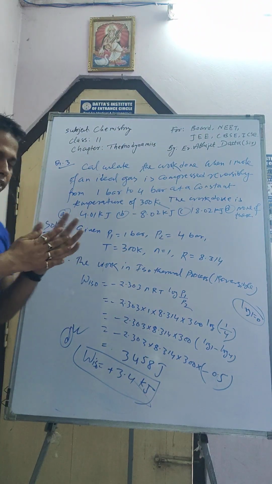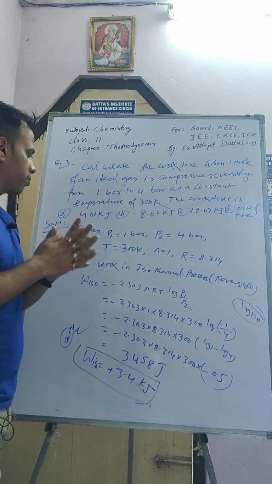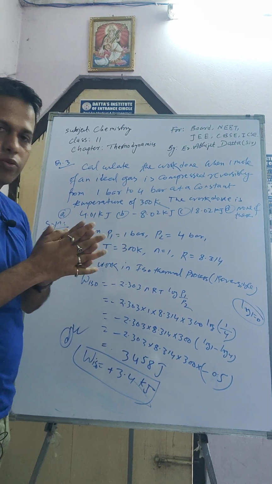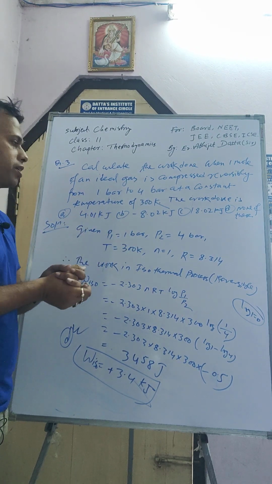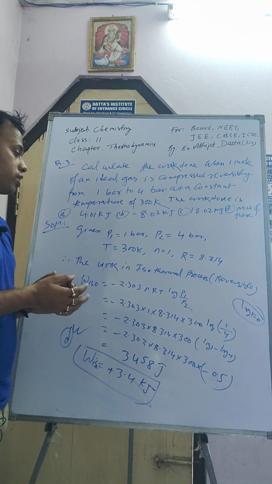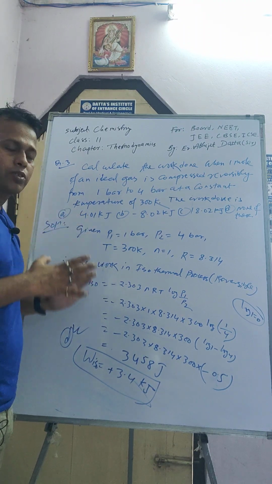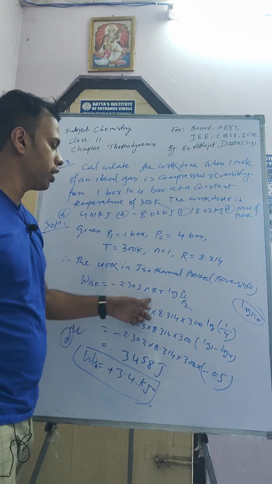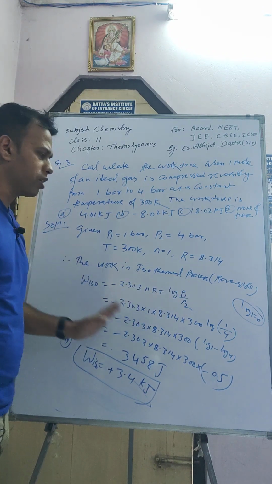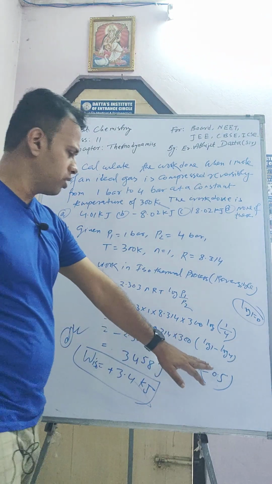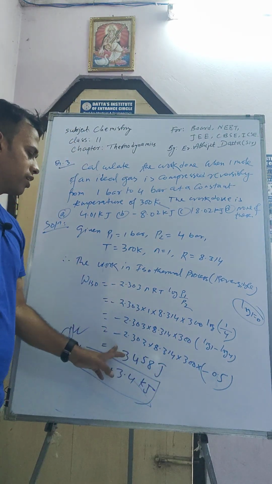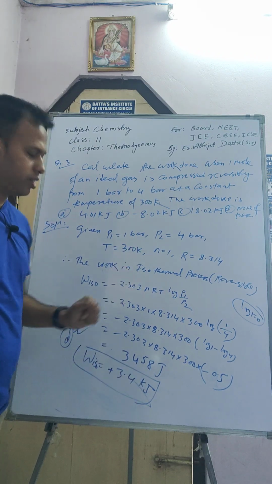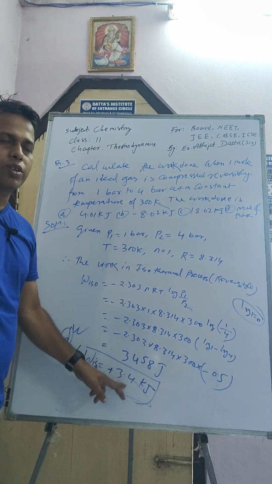So let me explain again. In the question they have given pressures P1 and P2, P1 is 1 and P2 is 4, and temperature is 300 Kelvin, n is 1 and R is 8.31. We know that in the reversible process, in terms of pressure, the formula is W equal to minus 2.303 nRT log P1 by P2. I just put in all the values. After simplifying, it becomes something like 3458 joules approximately, and this we can write as plus 3.4 kilojoule.